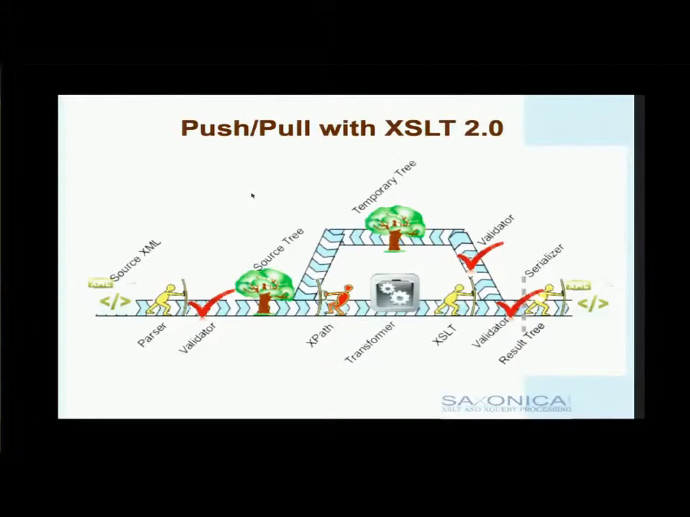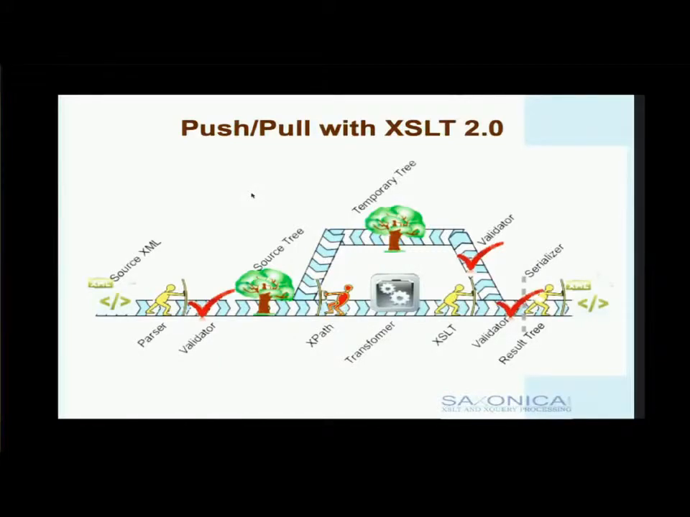The other thing XSLT 2.0 added was the ability to create temporary trees, and that also works in the same way. You can push data onto the temporary tree. A temporary tree in an xsl:variable is typically a real tree in memory. It doesn't have to be always. Sometimes you can optimize it away. But in many cases, the temporary tree is a real tree in memory. You push data onto it, and you pull data off it with XPath.